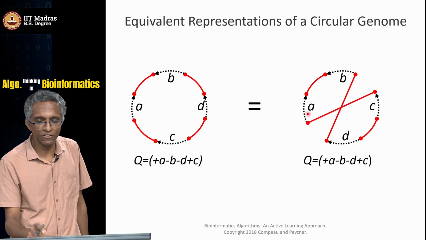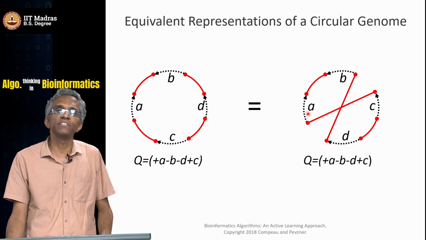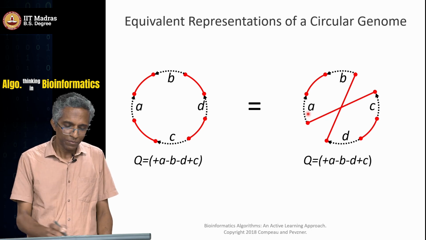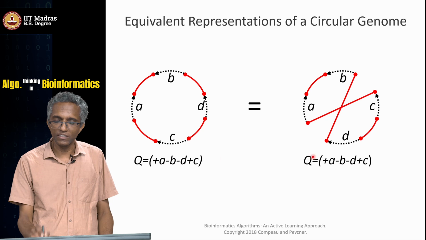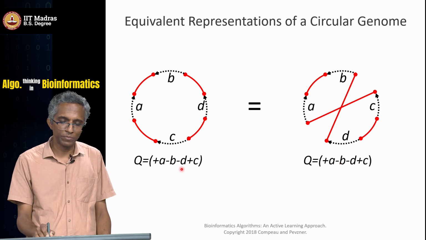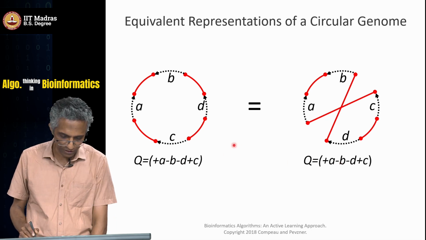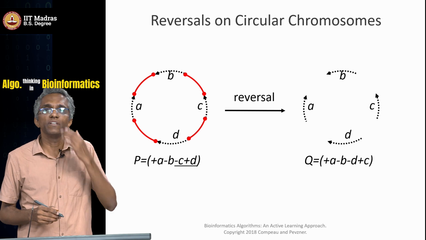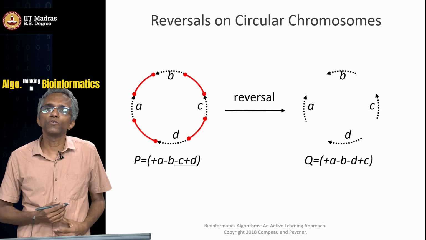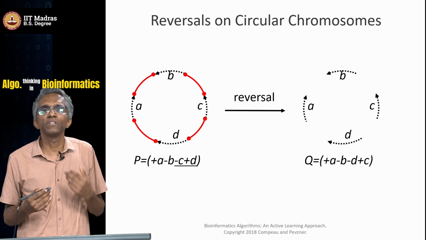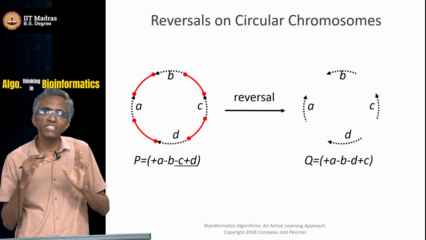This is just simply a different way of drawing the graph that will make it easier to understand our 2-break operations, but the permutations are exactly the same. Both of them are the same representation for Q, it is just drawn differently. Now that we are comfortable with the graphical representation of the circular chromosomes, let us see what happens when a reversal operation happens and it actually changes the permutation.